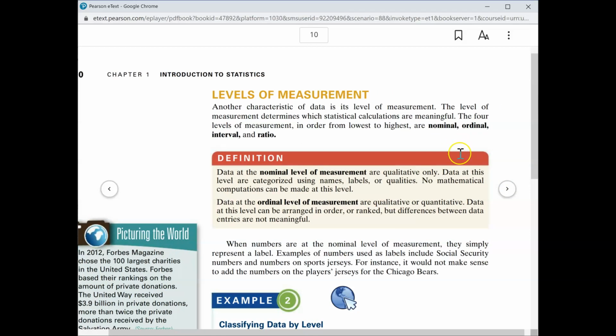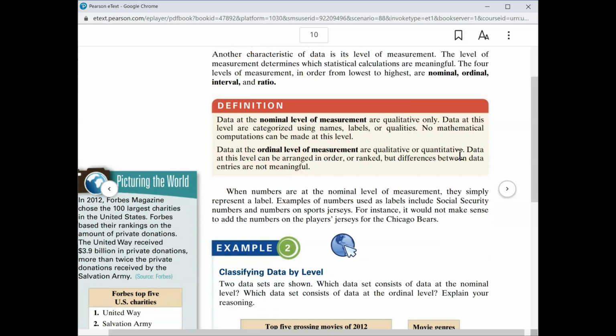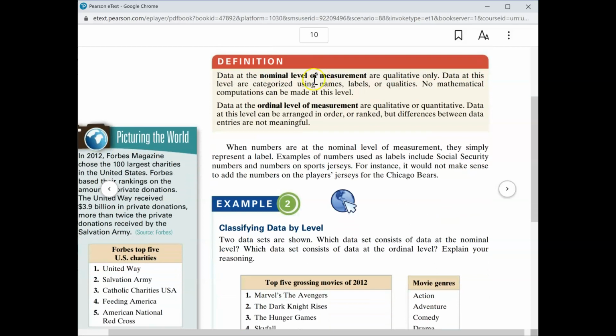Another characteristic of data is its level of measurement. All right, there are 4 levels of measurement: nominal, ordinal, interval, and ratio. And they get more and more specific and exact as you go. So nominal level of measurement are qualitative only. Data at this level are categorized using names, labels, or qualities. No mathematical computations can be made at this level.